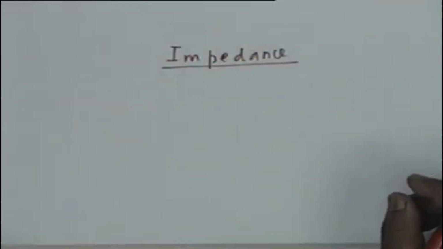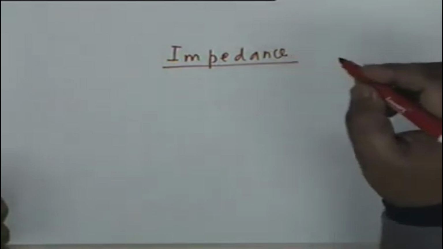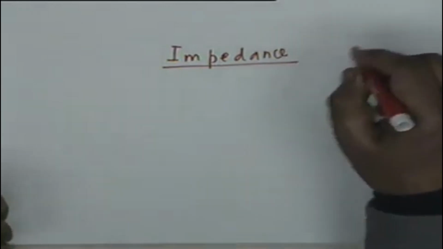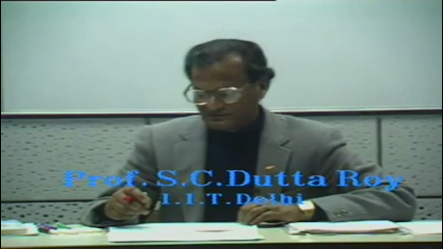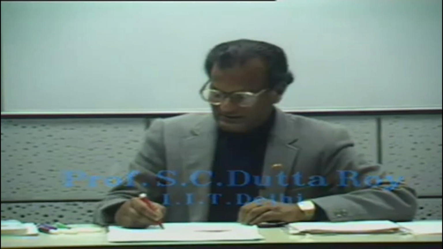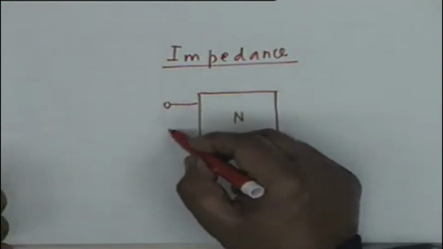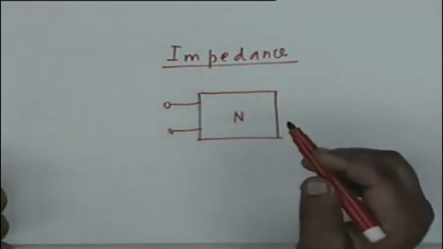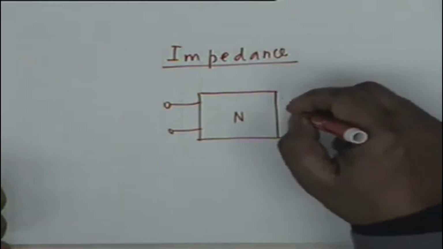All right. Next, we introduce the concept of impedance. The definition that I am going to give you now would be a bit heuristic, a bit inaccurate, a bit unsophisticated, but this will serve our purpose at the present moment. The definition of impedance is like this. Consider a two-terminal network, a network which has only two terminals, and consider a linear network.